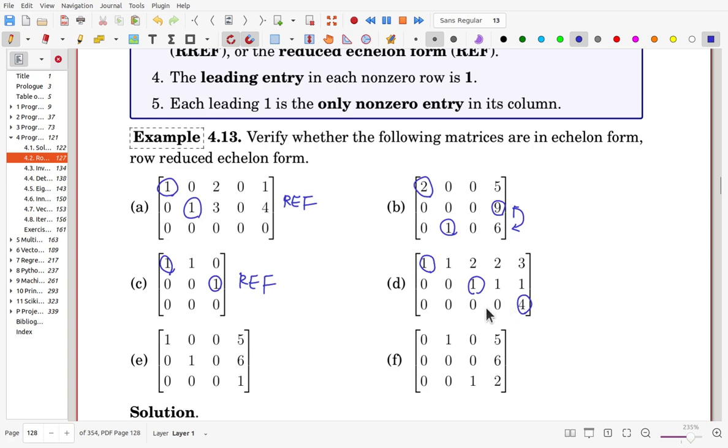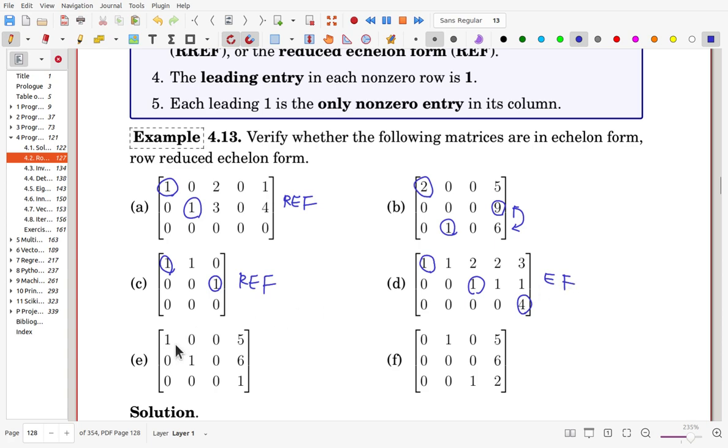So it is in an echelon form. However, the leading entry is not 1 here, and also these are not zeros, so it's not the reduced echelon form, but it's in an echelon form. Okay, so that is echelon form.